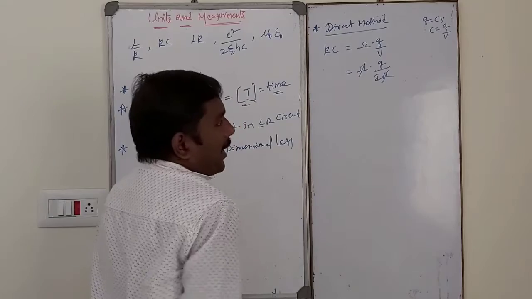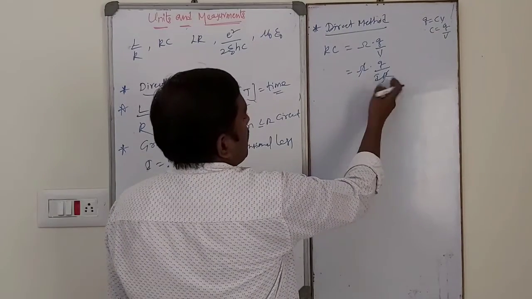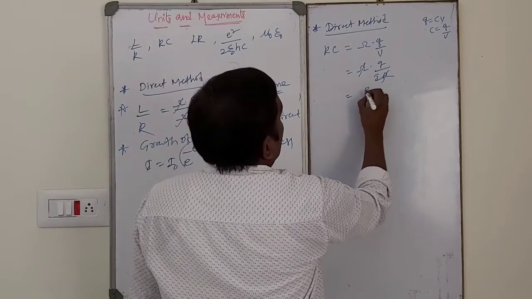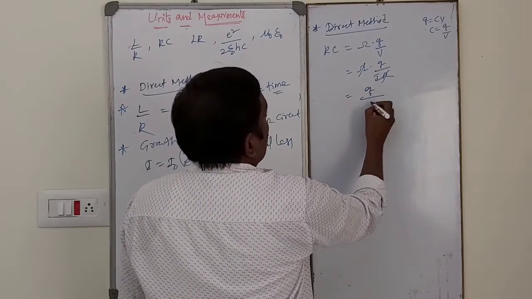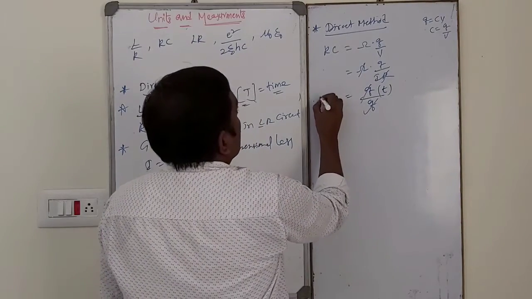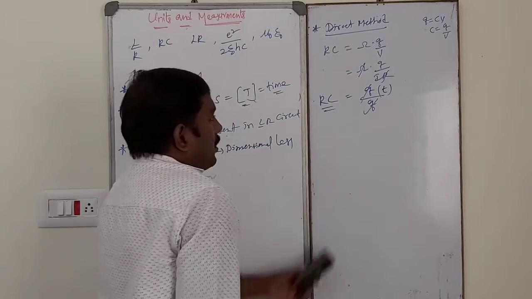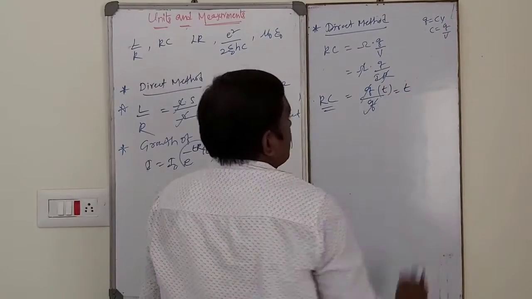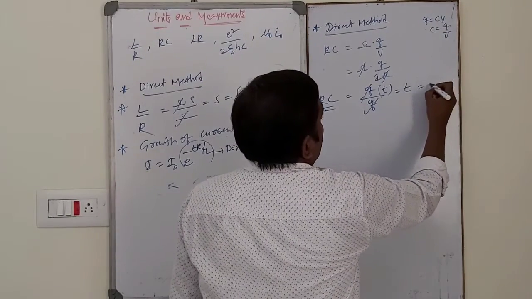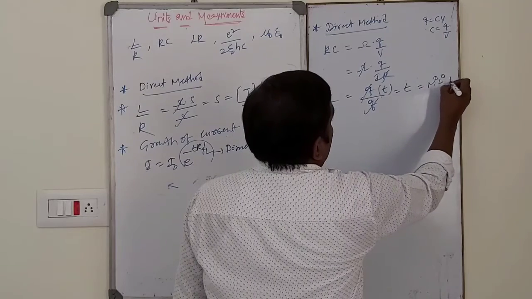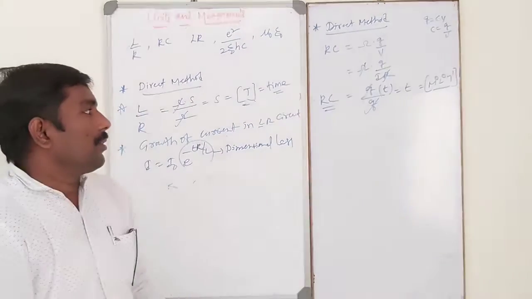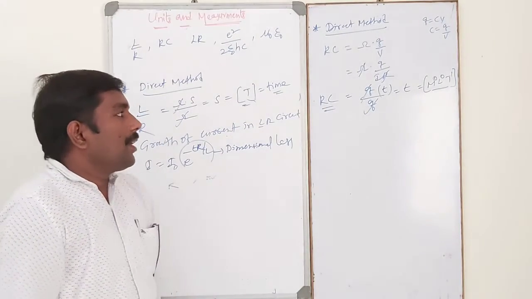Ohm gets cancelled out because the SI unit of resistance is ohm. So Q divided by I. I means Q by T. Q gets cancelled. So RC is nothing but time. The dimensional formula for time is again M power 0, L power 0, T power 1, or simply T. So RC is also a time factor.